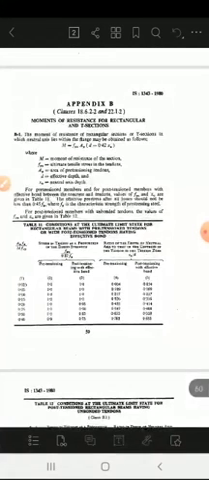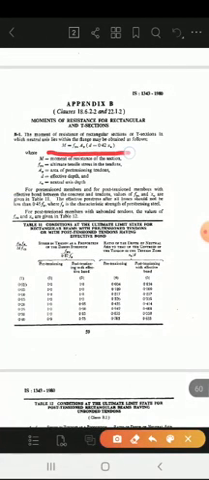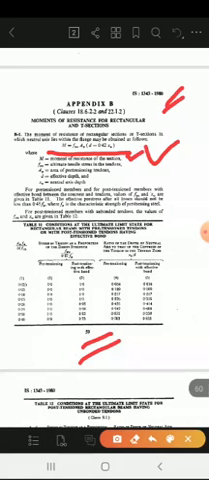Here you can see the direct formula that they have given: M equals FPU into AP into the bracket of D minus 0.42 XU. You can see it directly on page number 59 of IS 1343 1980, where M is the moment of resistance of the section, FPU is the ultimate tensile stress in the tendon, and AP is the area of pre-tensioned tendons. D is the effective depth and XU is the neutral axis depth.